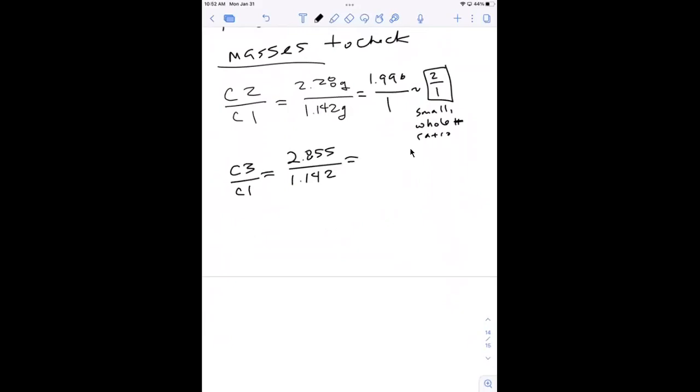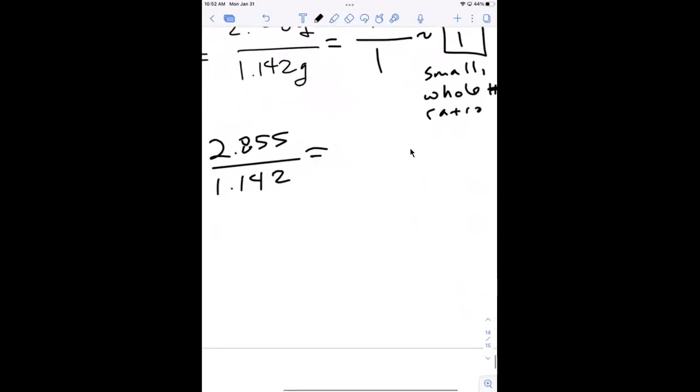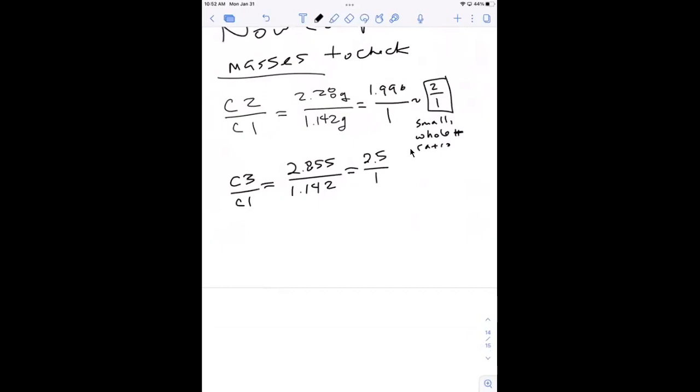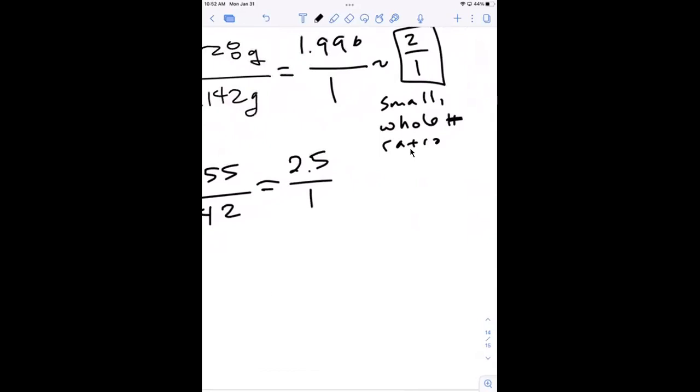So 2.855 divided by 1.142. 2.5. So I get 2.5 to 1. All right. For these types of problems, multiple proportions, you get to do whatever you want to do, right? We're going to turn this into a whole number ratio. If I take the top and the bottom and multiply them both by 2, what do I get? 5 to 2, is that right?